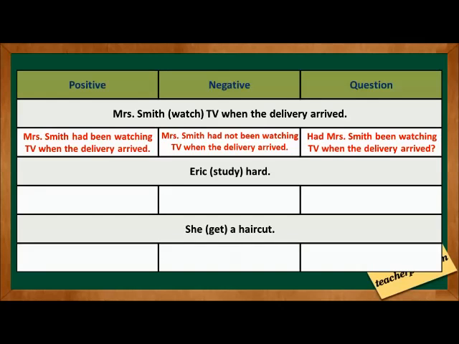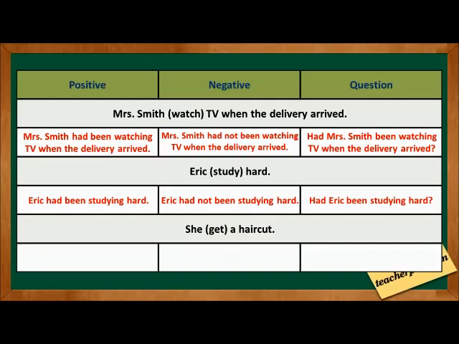The fourth one: Eric studied hard. The verb is study. The correct positive statement is Eric had been studying hard. The negative statement is Eric had not been studying hard. And the question is, had Eric been studying hard?